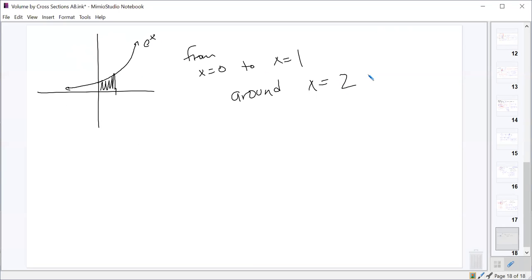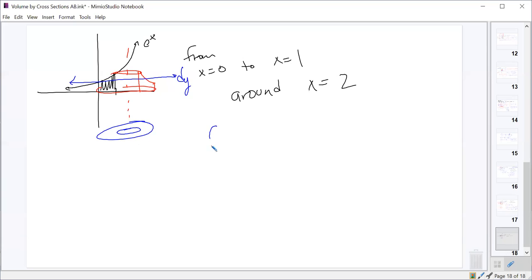We'll revolve the region underneath e to the x from x equals 0 to x equals 1 around the line x equals 2. So going around this line, we're going to get something sort of like this with a hole through the middle of it, which when we slice horizontally gives us dy and it gives us washers, right? Everybody agree? Makes sense.